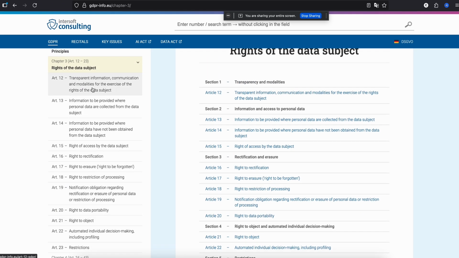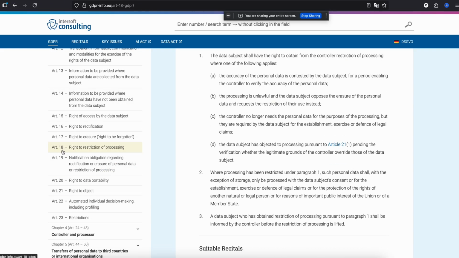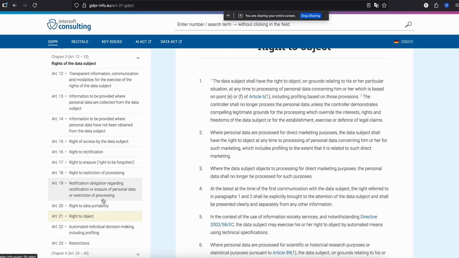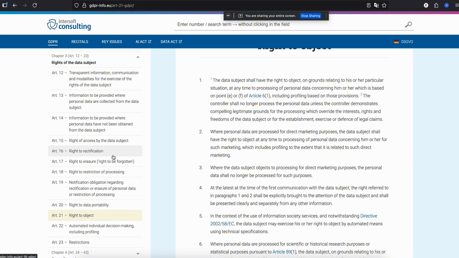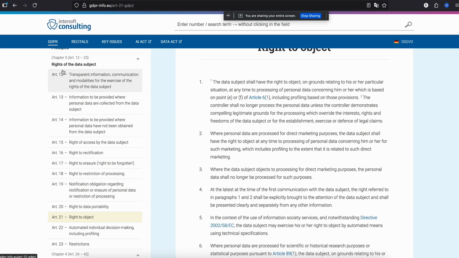subject. And one of those is the right of restriction. The right to restriction comes under Article 18. Also, we have the right to object, Article 21, GDPR. Now, earlier I told you we cannot process incorrect data. So under which article? See, Article 19, notification obligation regarding rectification or erasure of personal data or restriction of processing. And it comes under the rights of the data subject.